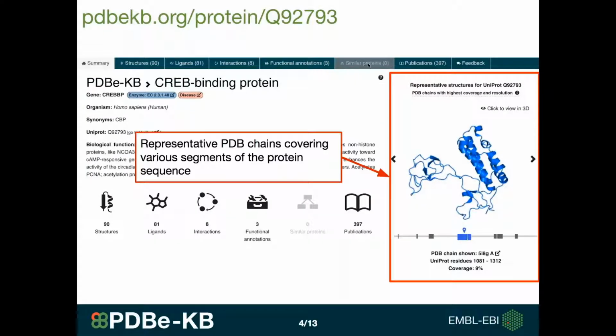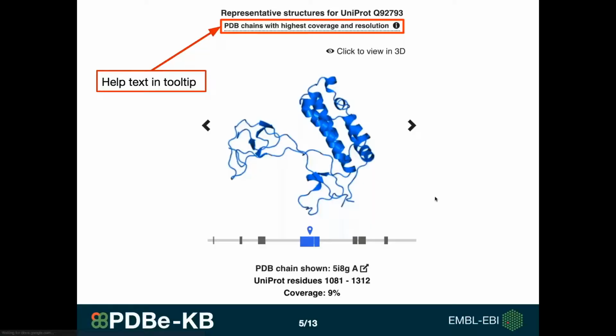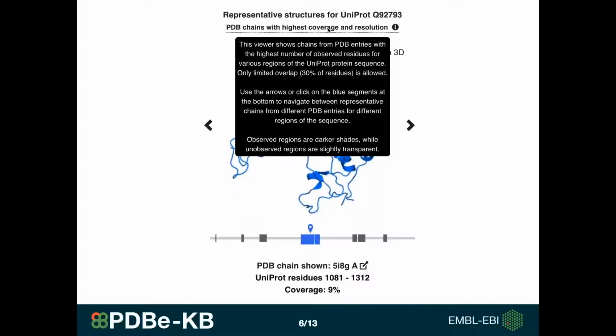The second and probably the most interesting part of the page contains a web component which maps all different PDB chains to different sections or segments of the protein of interest. Let's have a look how this component works in greater detail. If you mouse over the top of the component, you can see the help text, which gives you a brief overview of the functionality and the data behind the component.